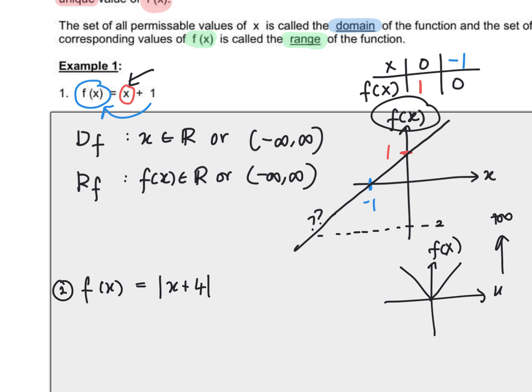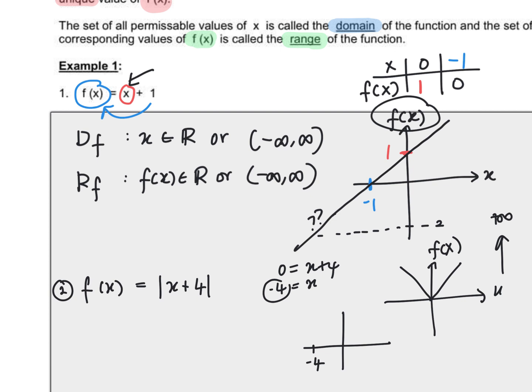Okay, so this one we have x plus 4, so the graph should shift 4 units to the left. Okay, so it is negative 4 here. Because if we set f(x) equal to 0, then we get x plus 4 equals 0. Then your x should be equal to negative 4, right?